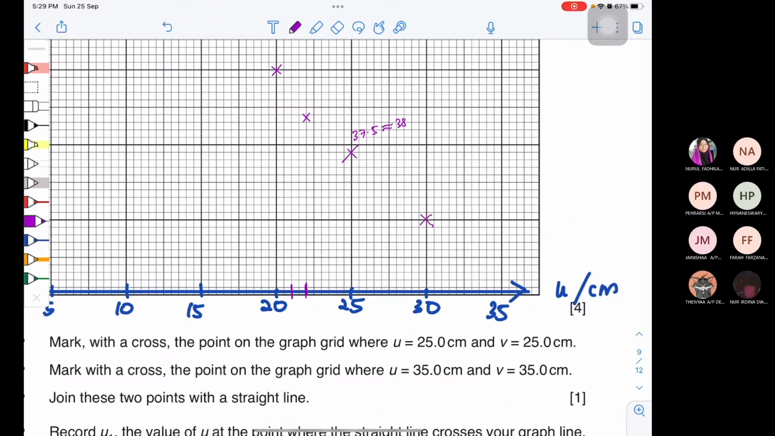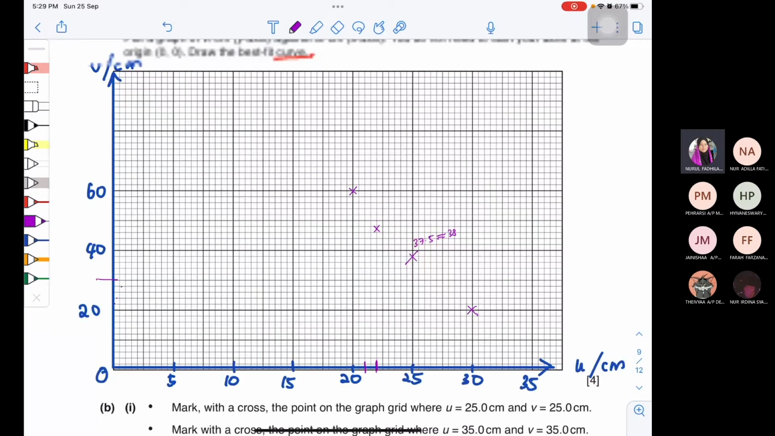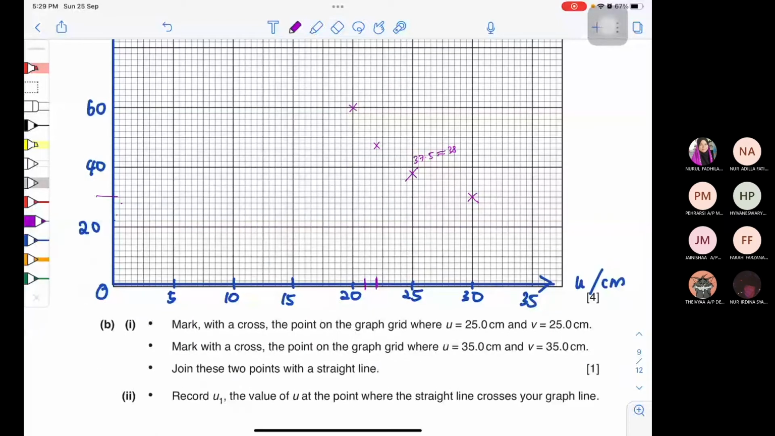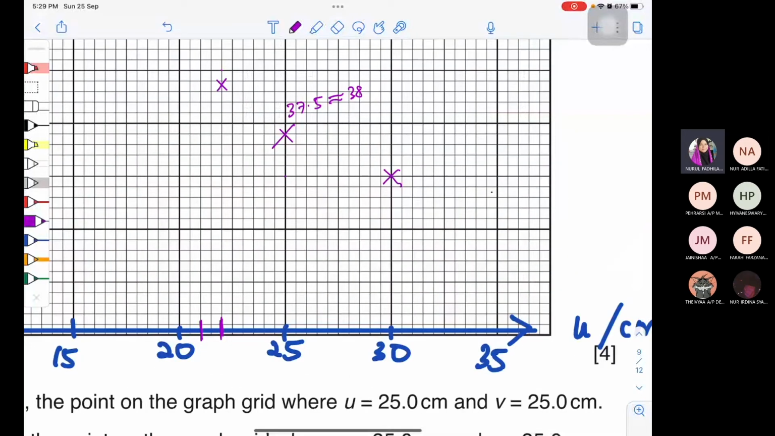Okay. Salah lagi. 30, 30 here. Okay, and 35, 26.3. Okay, 26. Saya ambil 26 saja sebab I round off jadi 26.